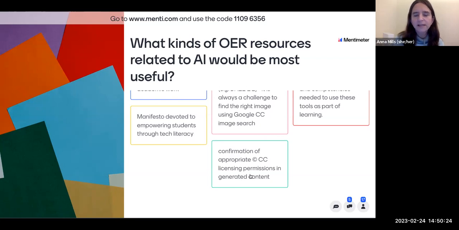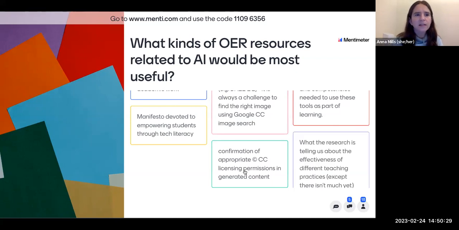Confirmation of appropriate CC licensing permissions in generated content. Yeah, I think that's an issue that the Supreme Court is possibly still weighing in on, whether there's been copyright violation in the training of these systems, because we've seen things with image generation where artists' styles are copied or signatures are copied in the outputs of the training data. So there are a lot of legal questions around copyright that are still up in the air, even though these tools are out there, but their legality has not really been certified.